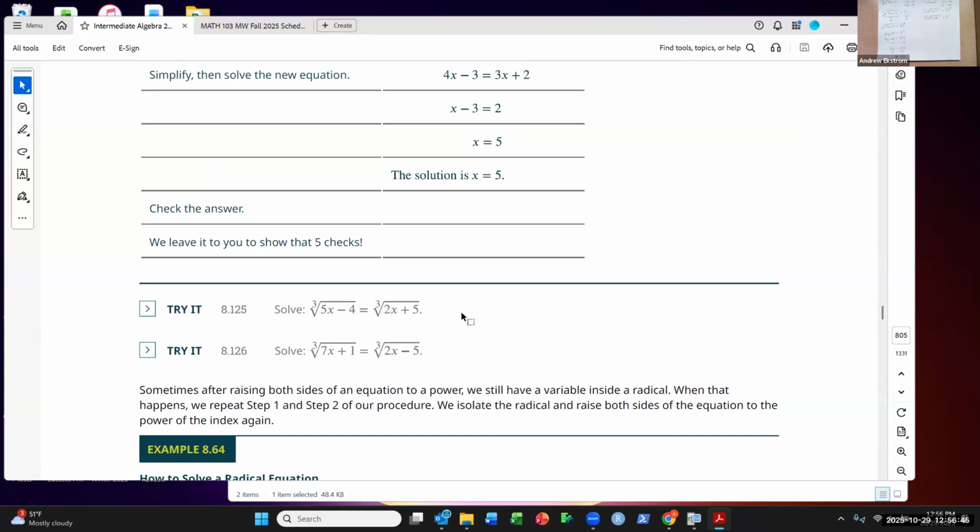Looking at these, we've got a cubed root and a cubed root and a cubed root and a cubed root. In this case, we've got a radical on one side, we've got another radical on the other side. What do we do? How do we undo that? Cube both sides. When you cube both sides, you end up with what? 5x minus 4 equals 2x plus 5. We've done some stuff like that before.